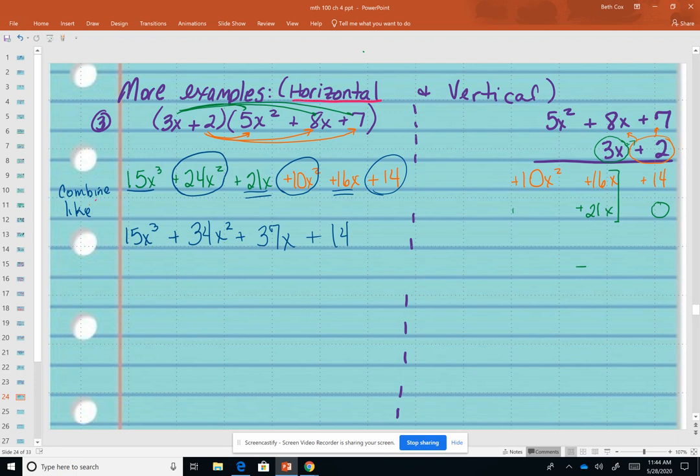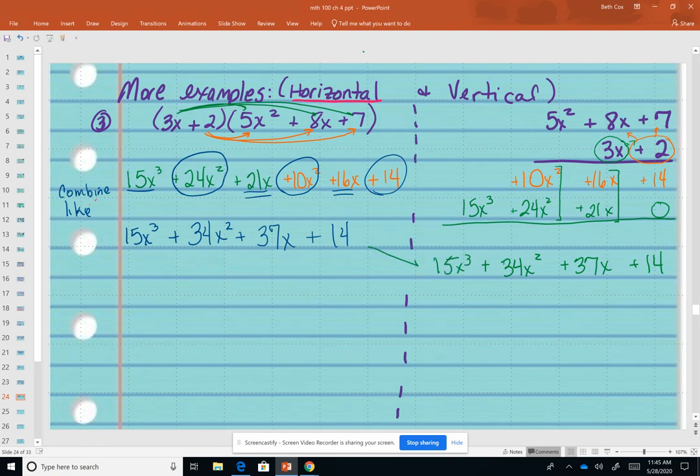All right, and then I'm going to have 24x to the second. Again, like terms. And then last, we'd have 15x to the third. And then, if you don't remember, you add them up. And again, we're combining like terms. And notice, because of the way we did it, they're all lined up. And so this would be 14. And this is going to be 37x. And that's a plus 14. And that's a plus 37x. And this is a plus 34x squared. And the 15x to the third.